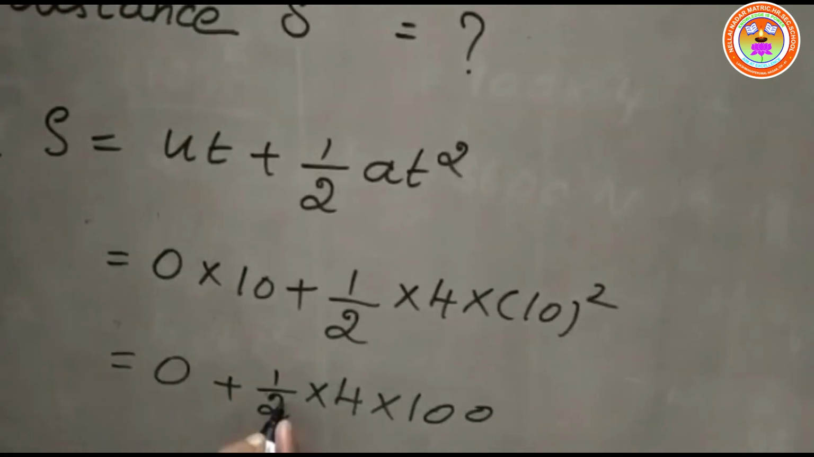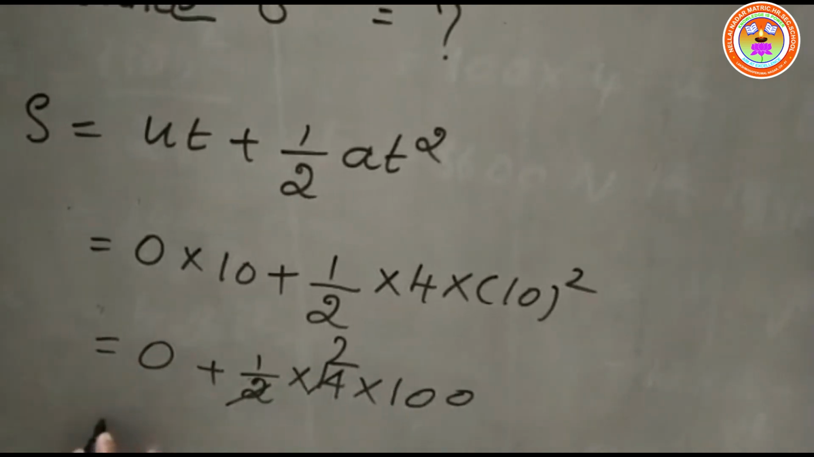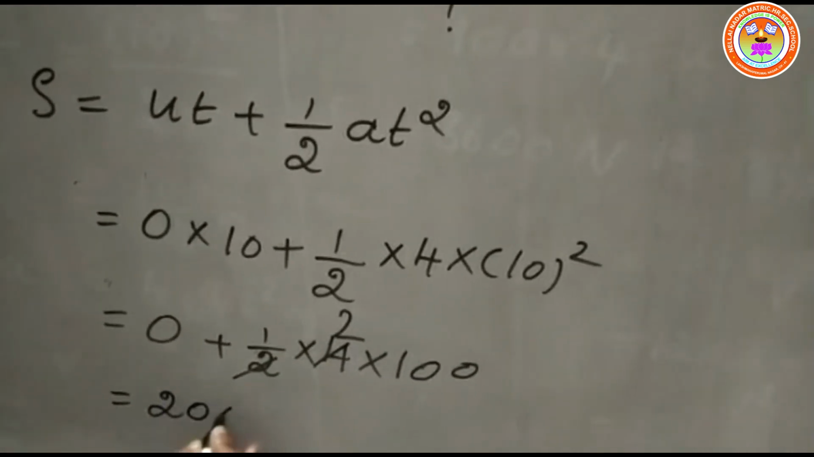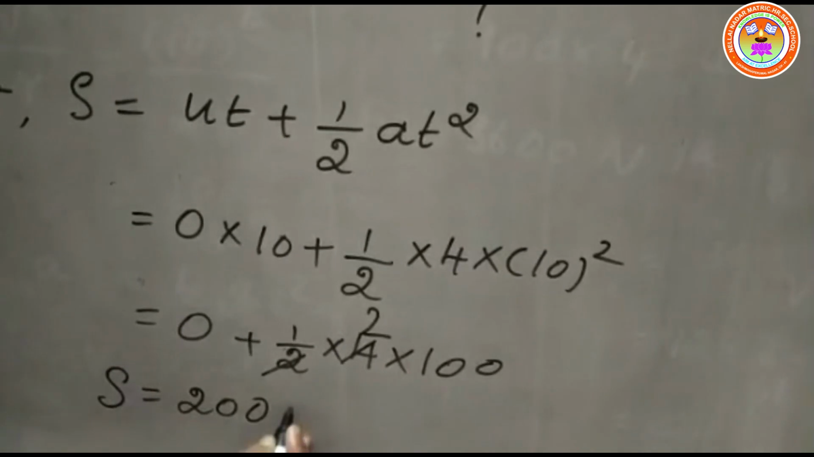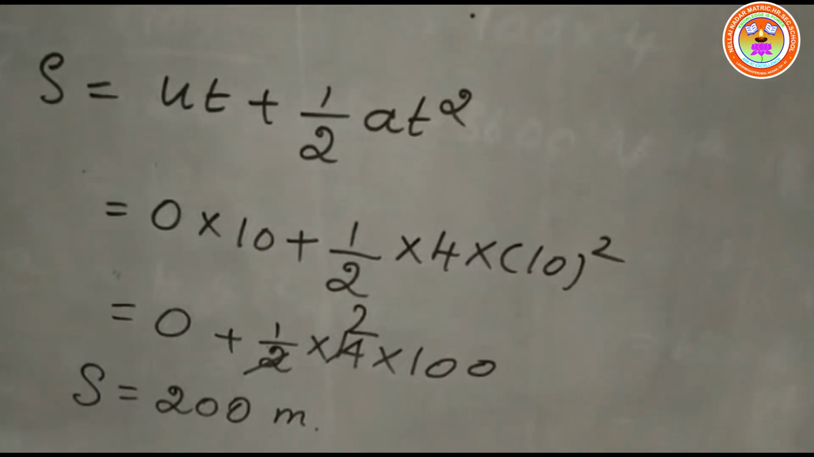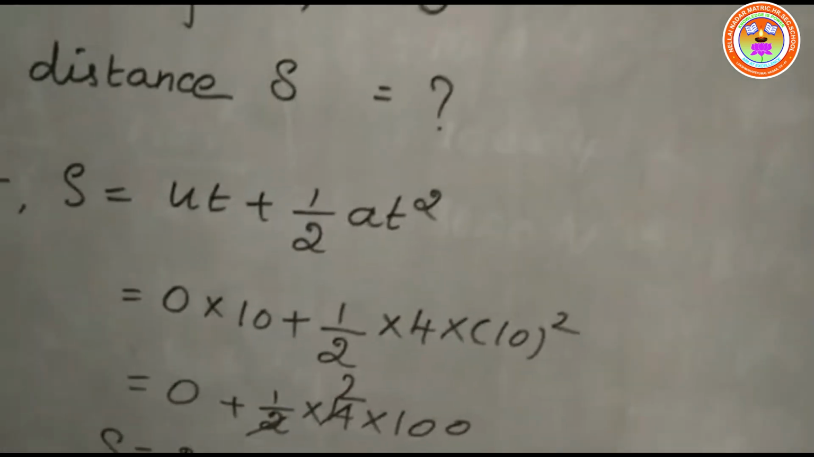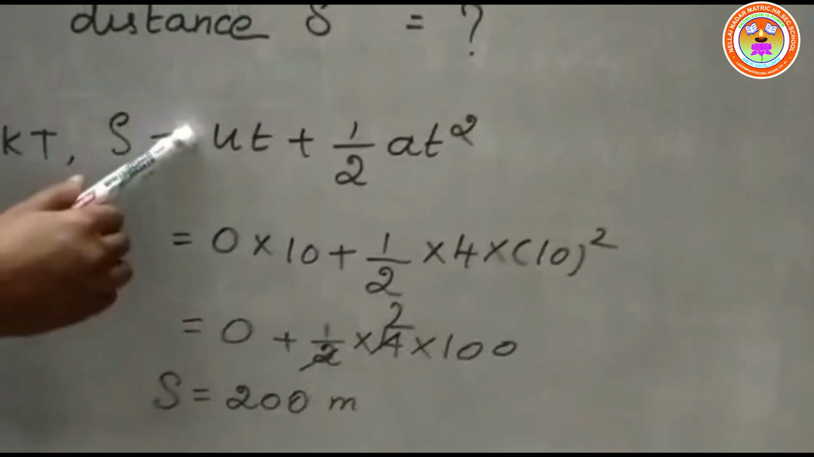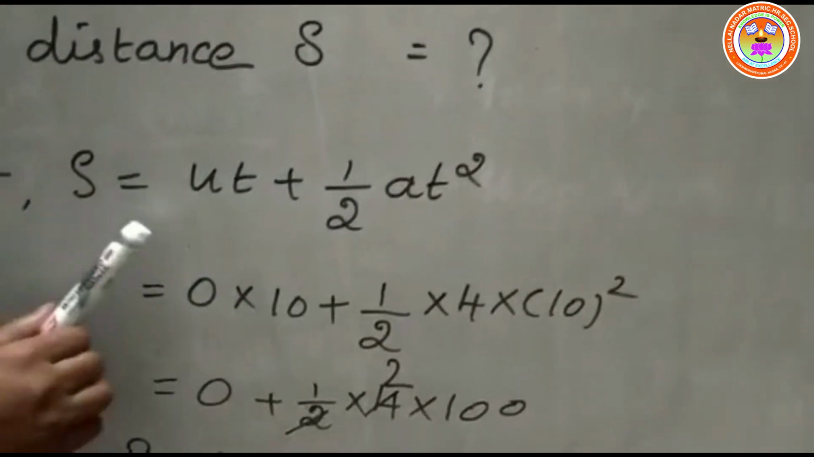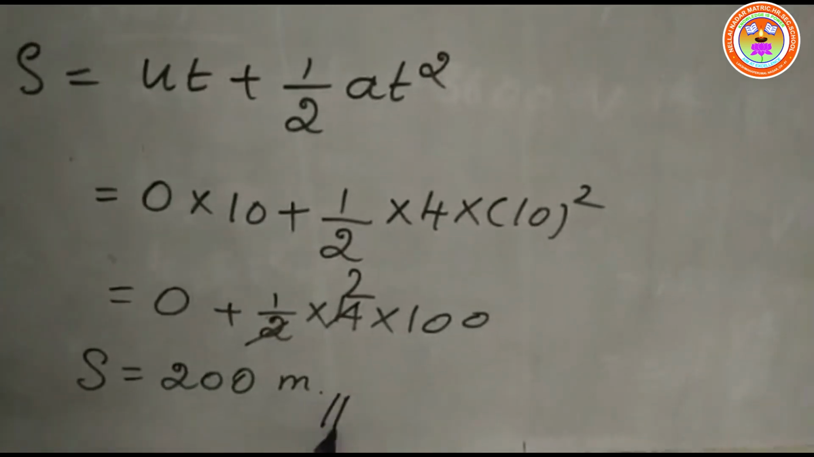Now we have to simplify. 1 2 is 2, 2 2s are 4. So 2 is multiplied with 100. It gives the value 200. This is the distance covered by the racing car. s equal to 200 meters. Have you understood, children? So what formula are we using? s equal to ut plus half at square. Substitute the known values and simplify, and we will get the answer. Thank you, children.